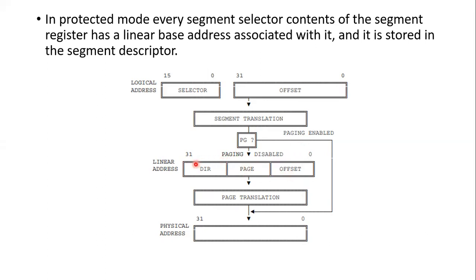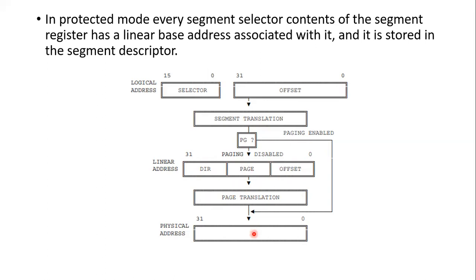So in short, there is a directory. This directory will consist of the address of a page, and the page will consist of the address of the offset, and the offset will give you the location. Once you locate from the directory to the page and from the page to the offset, then it will go to the page translation unit. From the page translation unit, it will convert the linear address to the physical address. This is nothing but the explanation of the diagram.